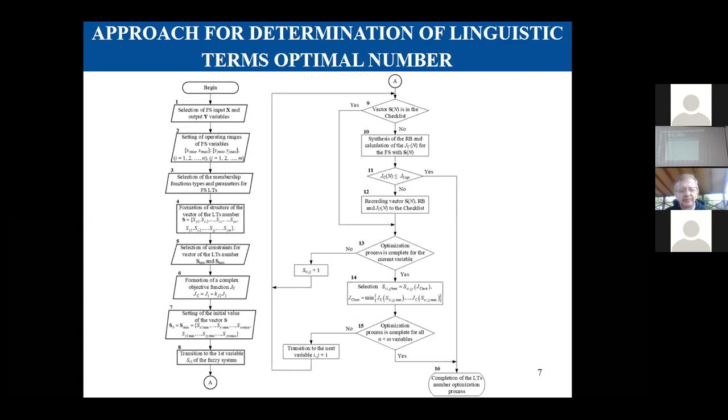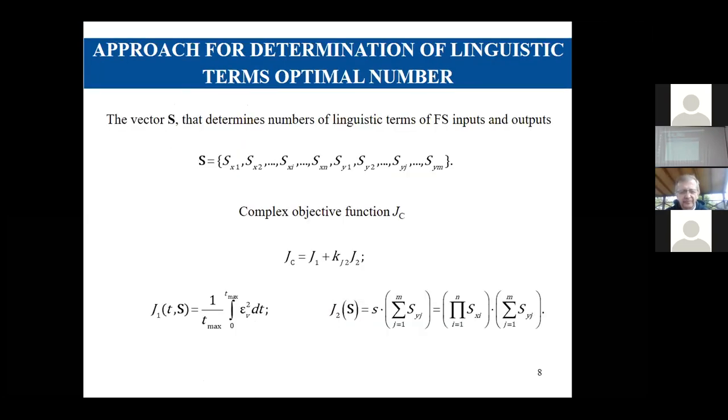As you can see, it consists of 16 main stages presented in the given block diagram. At the first stage of this method, the vector S is formed depending on the selected at stage 1 n input and m output variables.